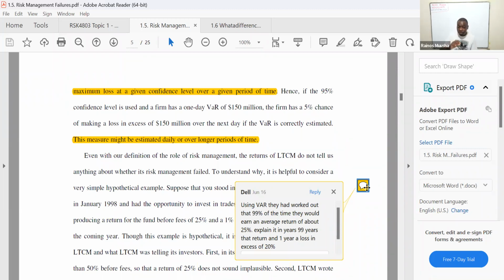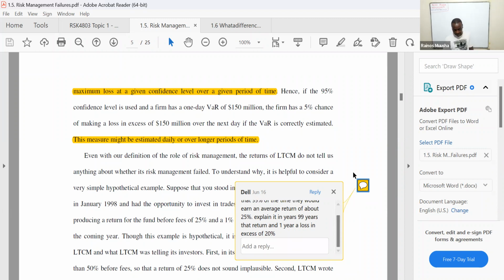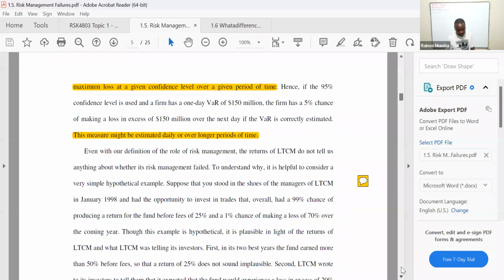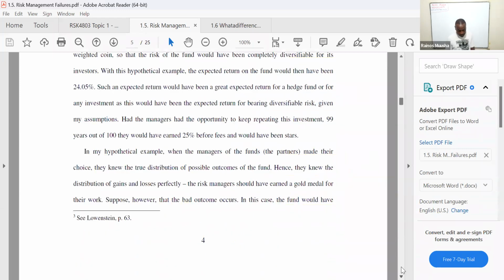And so which means that of the 100 years, 99 years of those 100 years, they're expecting to earn a 25% return. Then 1 year, a loss that is in excess of what? 20%. So over 1 year of the 100 years, that's when they would expect to only suffer a loss in excess of what? Of 20% as well. So that's basically what their value at risk model indicated to them.